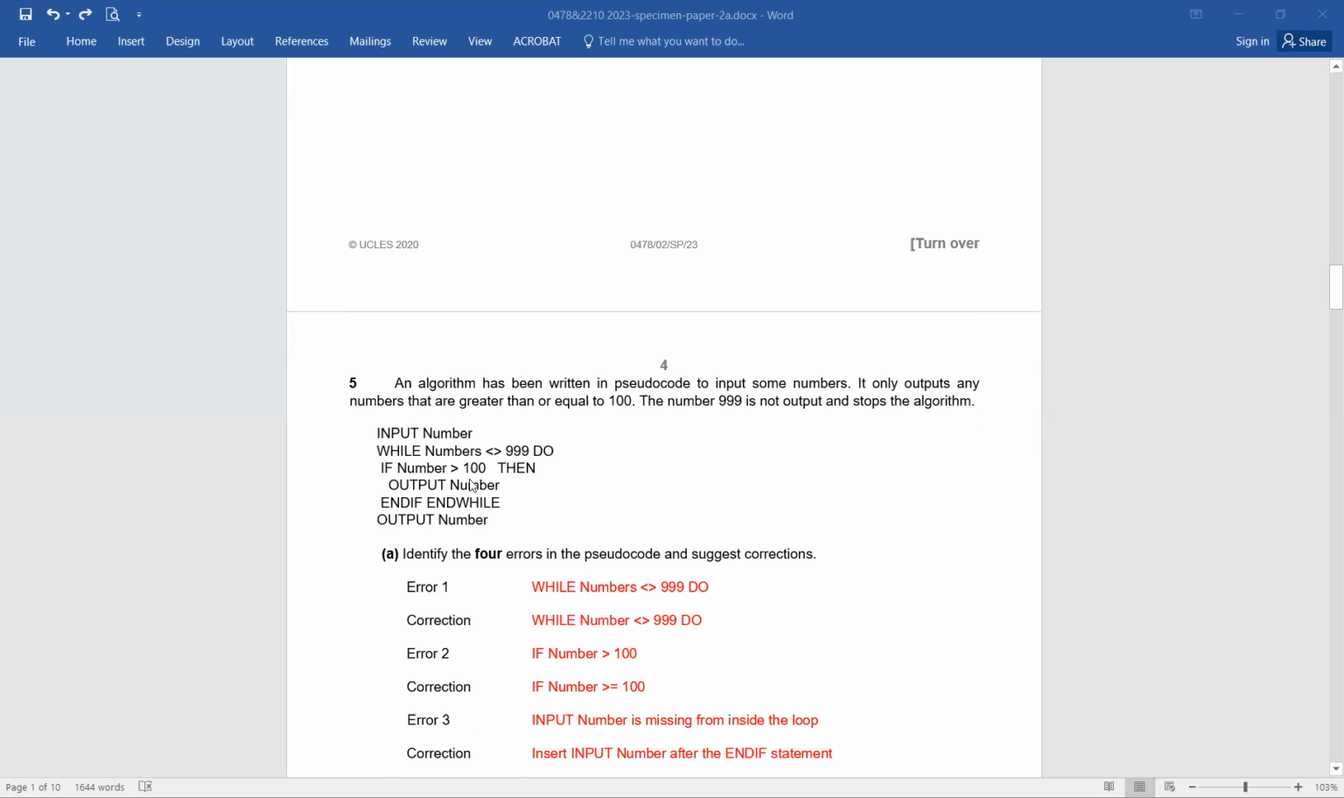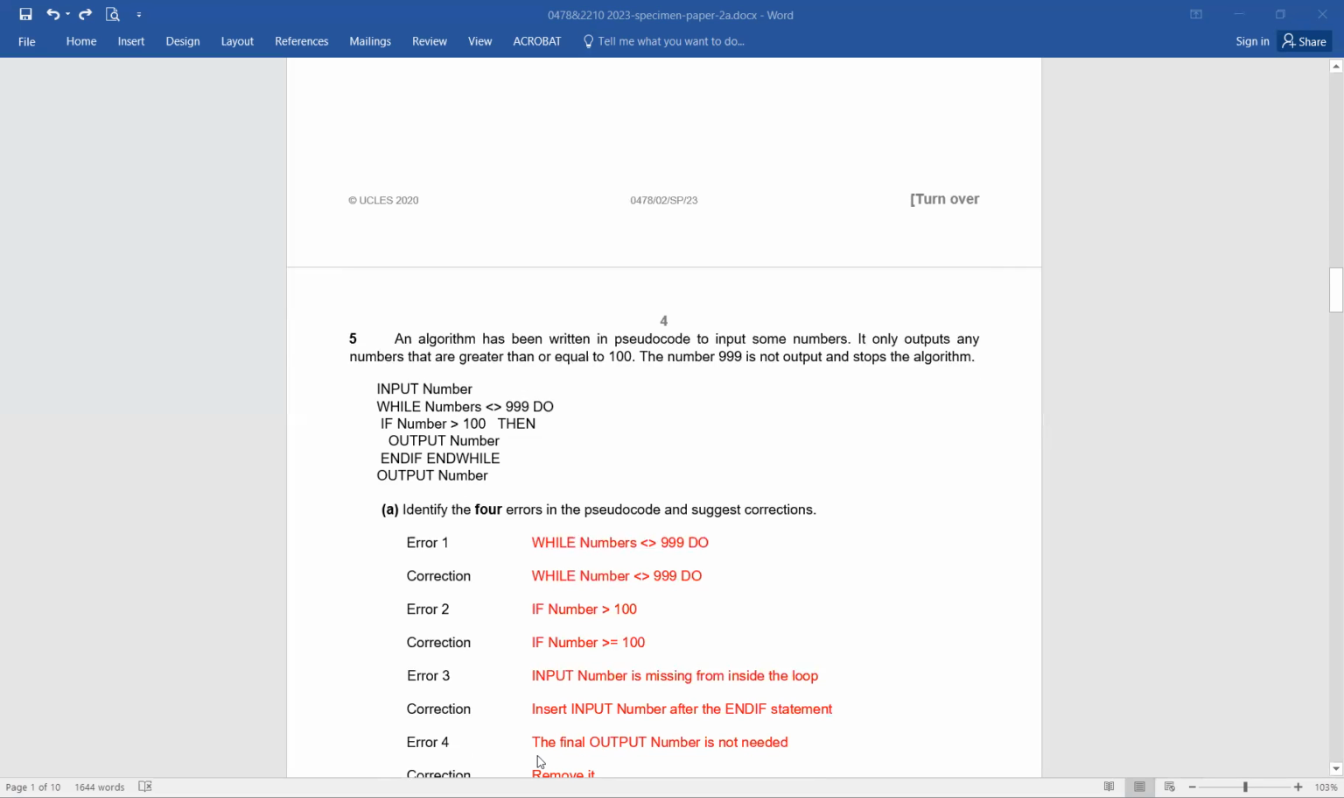The third error. Again, if you remember, we have been talking about this while loop. We said that a while loop is going to need input twice. First is before the while loop starts, and second is before the end while. It means one input is missing, and that input will be entered after the end if statement, or in other words before the end while statement. So that is the third error, that input number is missing, and that will be inserted after end if.